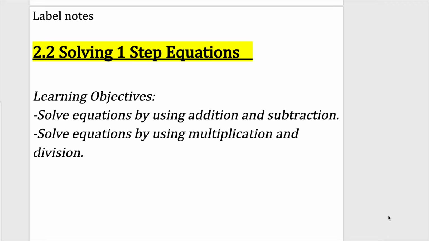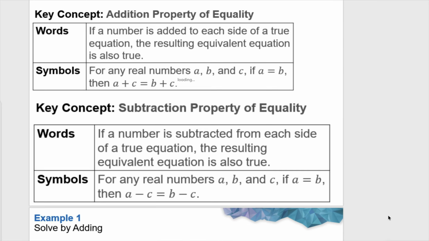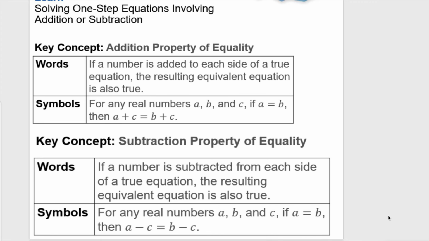Today we're going to be looking at lesson 2.2, solving one-step equations. So how do we solve equations by using addition and subtraction, and then eventually multiplication and division? Before we get started on anything, we just have to look at a few properties of equalities.